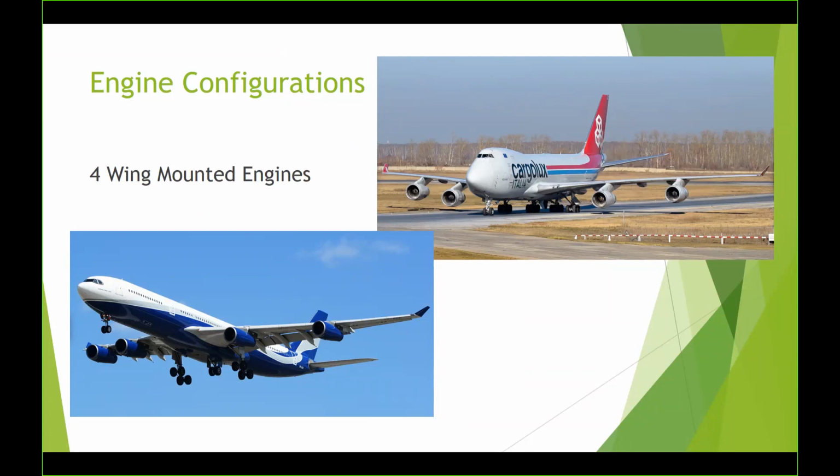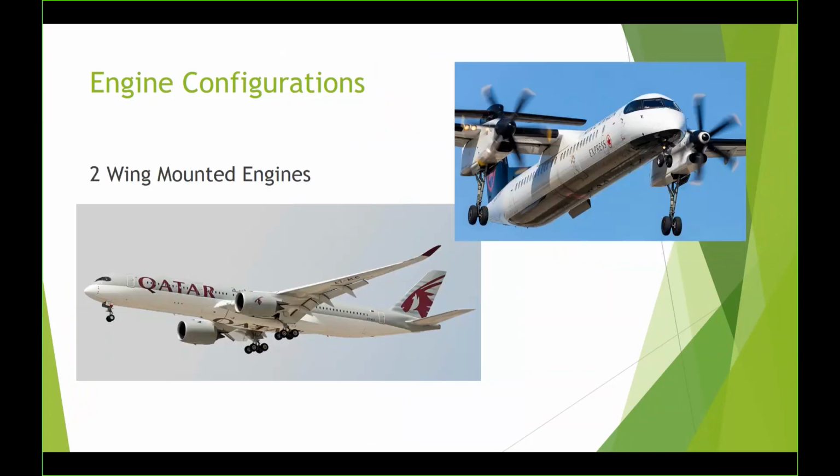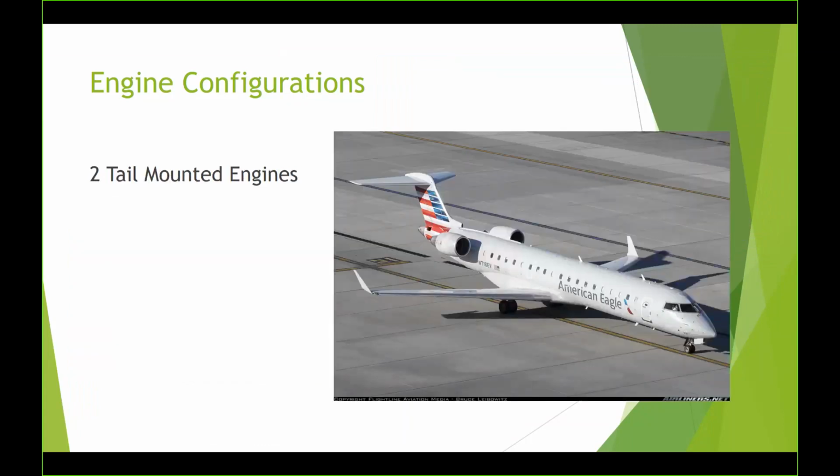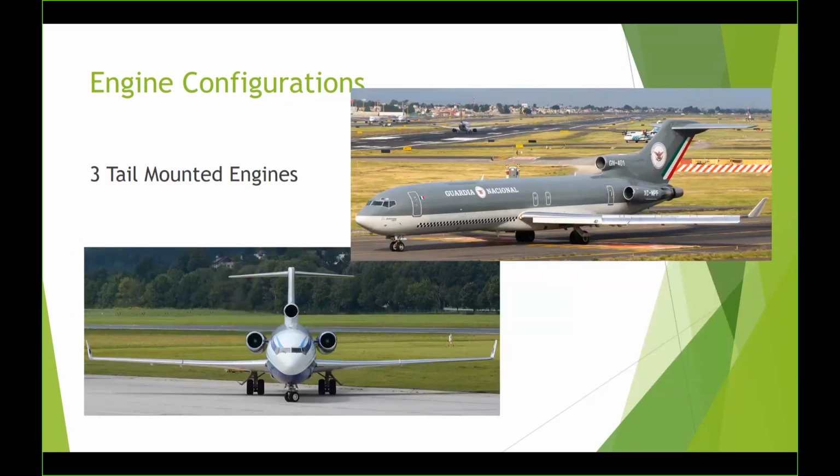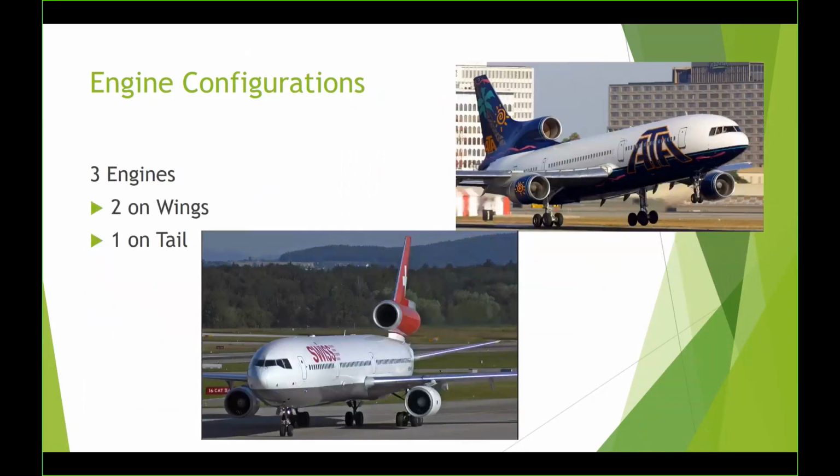So the 5 common, just to review: 2 wing-mounted engines, 2 tail-mounted engines, 3 engines with all 3 on the tail, 3 engines with 2 on the wings and 1 on the tail, and 4 engines mounted under the wings.